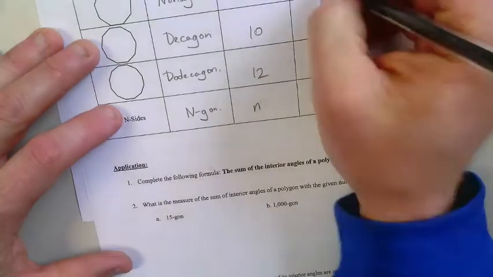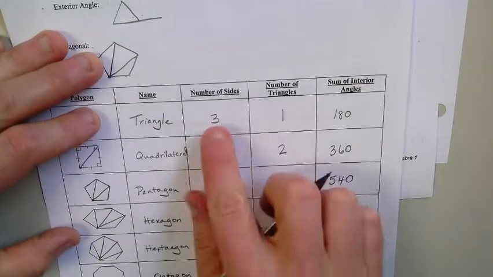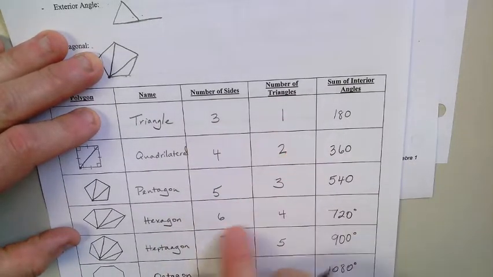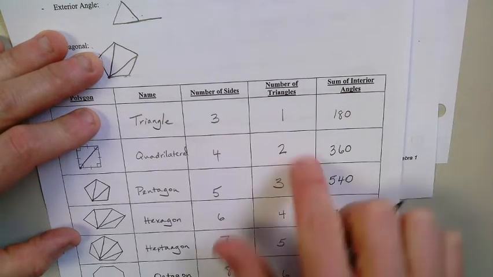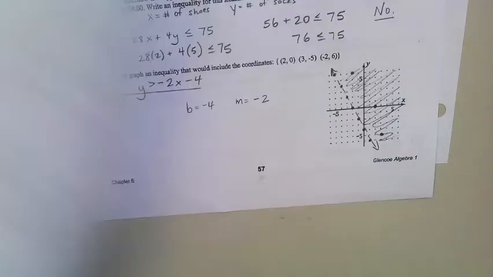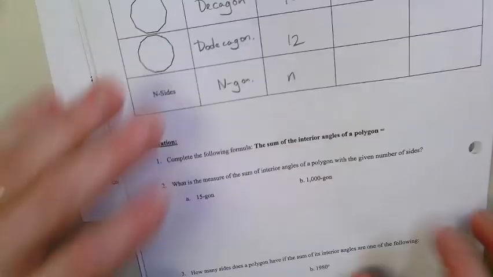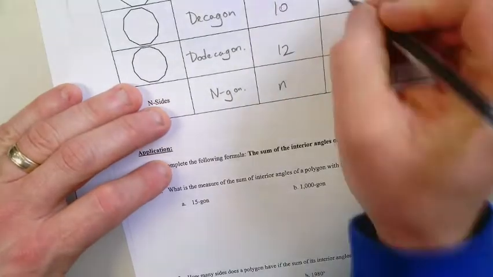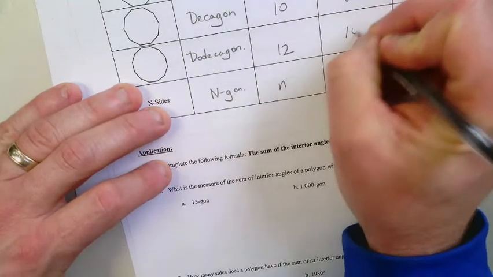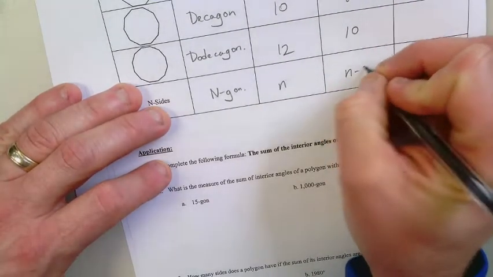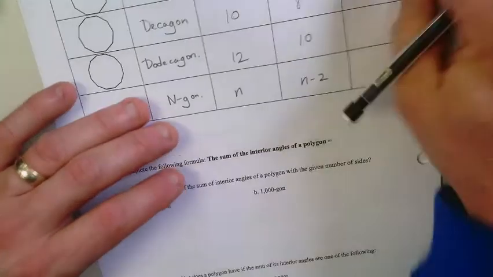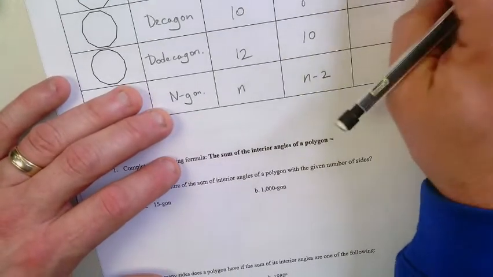So number of triangles, as I went back through all the previous ones without drawing them out, do we see a connection here? There's 2 less triangles than the number of sides. So I'm going to go ahead and do this. 7, 8, and 10. And there's 2 less triangles than the number of sides.